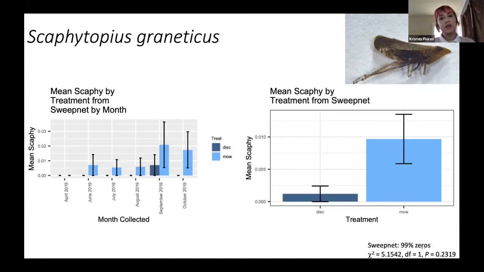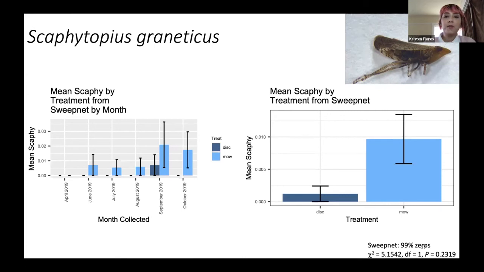So next we are looking at scaphi found in the ground cover by sweep netting. The graph on the left shows average scaphi recovered on the y-axis and month on the x-axis. Disc in dark blue, Moe in light blue. We should note that the scale is much smaller, with at most an average of 0.02 scaphi being collected. In comparison, scaphi peaked in the canopy with an average of almost 15 individuals being collected.